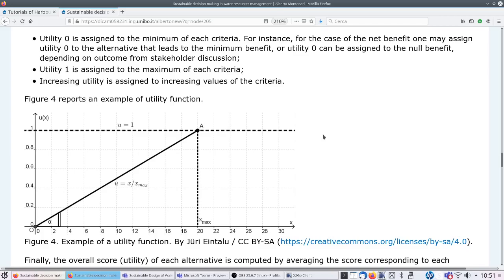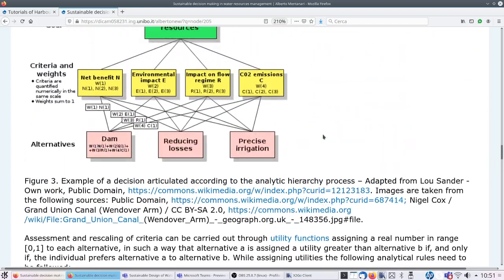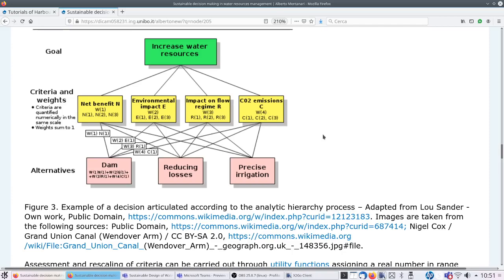Still, we have the problem that we have four criteria and we have to combine them. Okay, so we have four scores for each alternative, four scores for dam, four scores for reduction of losses, four scores for precise irrigation. And of course, we have to combine them through weights. Weights of what? Weights of each score. Now we have to decide what is the importance of net benefit with respect to environmental impact. What is the importance of environmental impact with respect to the impact on flow regime? And what is the importance of each criteria with respect to CO2 emissions? This is what we have to decide by assigning weights. We have to estimate four weights.